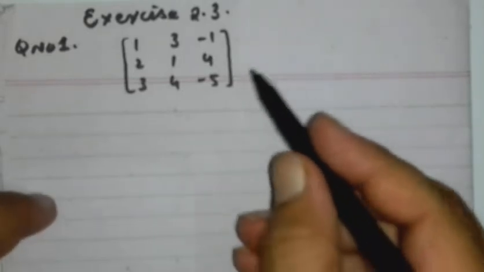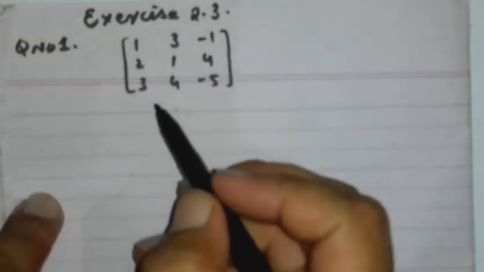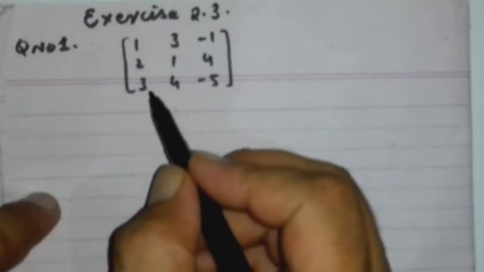Bismillahirrahmanirrahim. Exercise 2.3, question number 1. Reduce each of the following matrices to the indicated form. The given matrix is 1 3 minus 1, 2 1 4, 3 4 minus 5. Now reduce it into the echelon form.